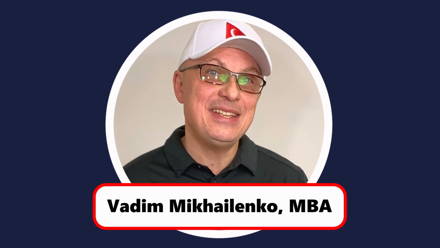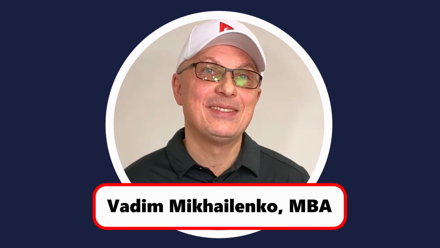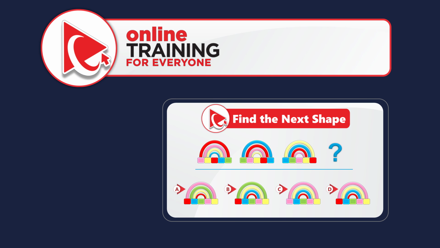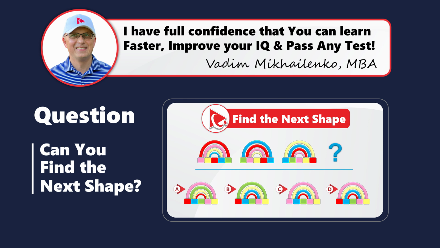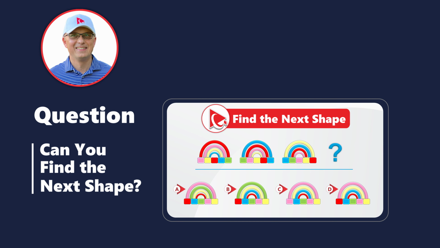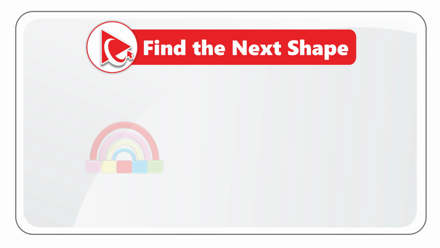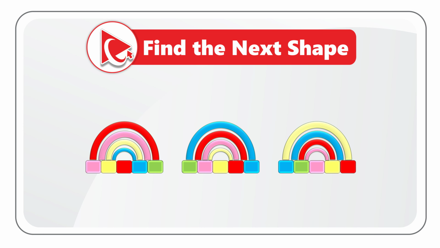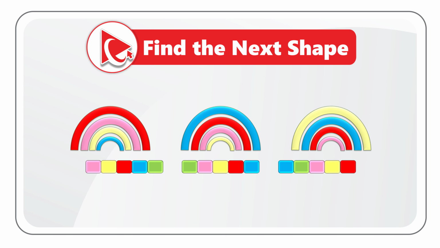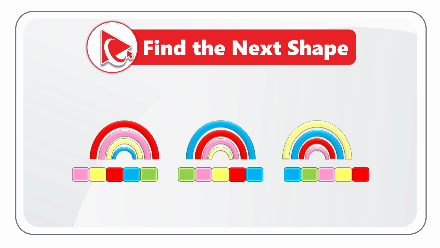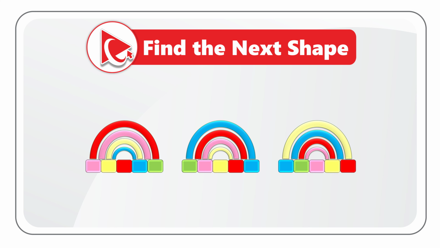And now let's continue and get you ready for the test. Here's a very unusual question, which tests your analytical skills, pattern recognition skills, as well as spatial reasoning. You're presented with 3 very unusual shapes. You have a rainbow consisting of 4 sections on the top and then 5 squares at the bottom of this shape. Each shape has a unique set of different colors.